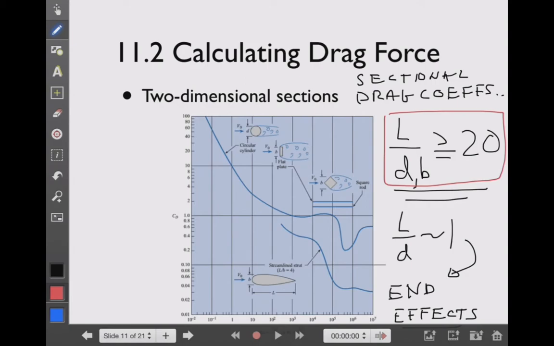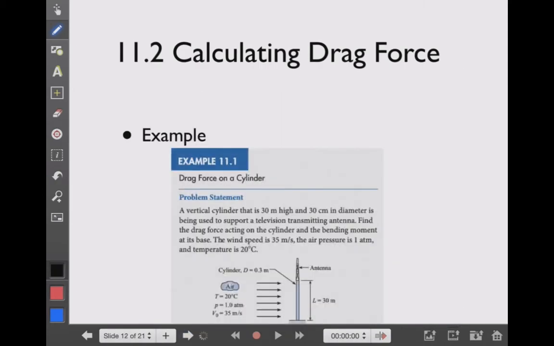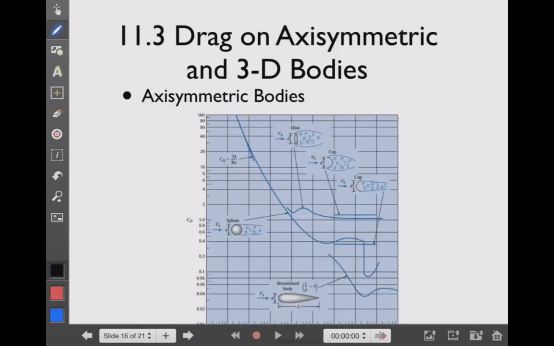So once we have these coefficients of drag, we can move forward to determining the drag force. The next section, you can see, is talking about drag on three-dimensional bodies, where we no longer assume that they don't have end effects. We're going to deal with the end effects, so we'll deal with that next.